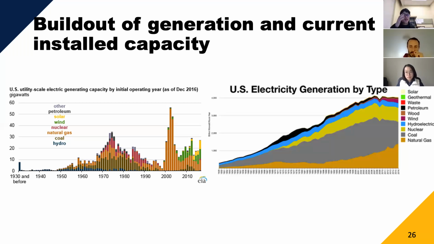So natural gas definitely isn't a silver bullet or anything, but in terms of raw total emissions reduction, it's actually one of the biggest contributors for emissions decrease in the electricity sector, is this shift from coal to natural gas.